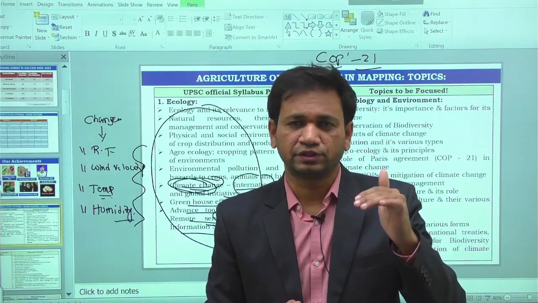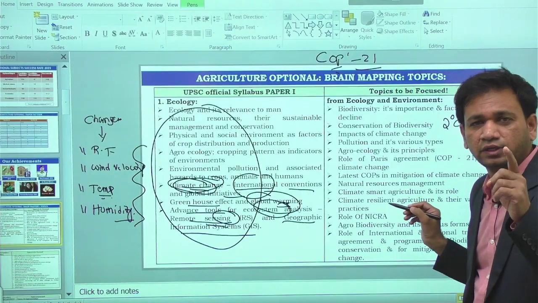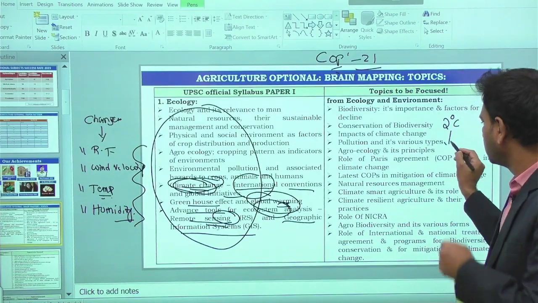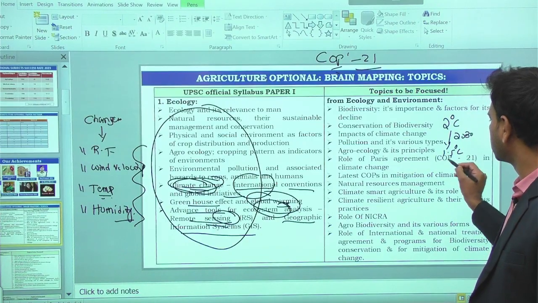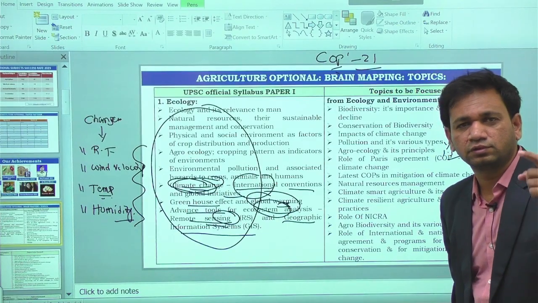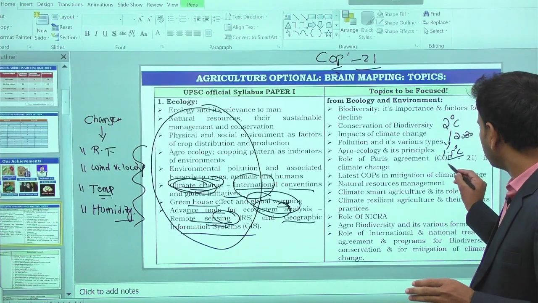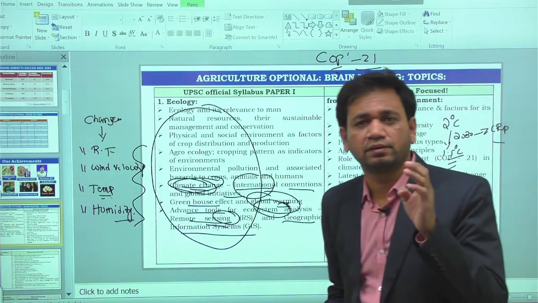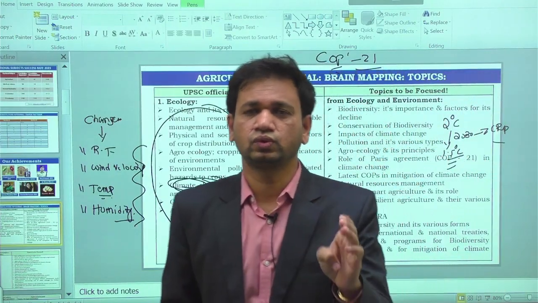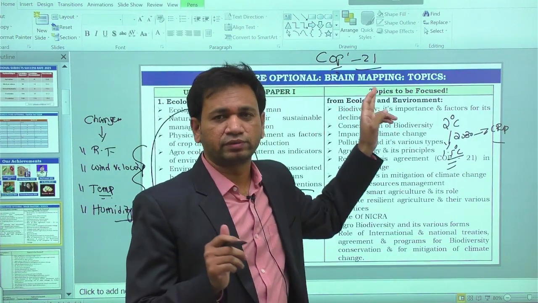The main objective of the Paris Agreement is to hold the increasing temperature well below 2 degrees centigrade, and to bring down the increasing temperature to 1.5 degrees centigrade by the end of 2030. That is the major objective, right? It can be minimized with the help of climate resilient practices. With the help of climate resilient practices, we can bring down the increasing temperature from 2 to 1.5 degrees centigrade. That is the major objective of COP 21, the Paris Agreement.